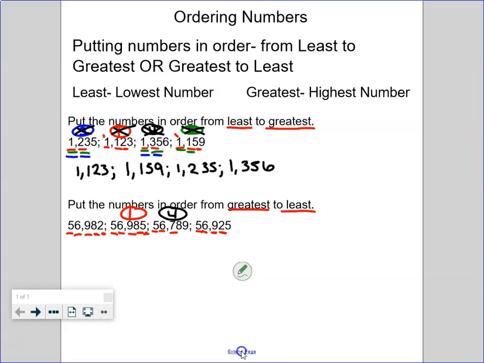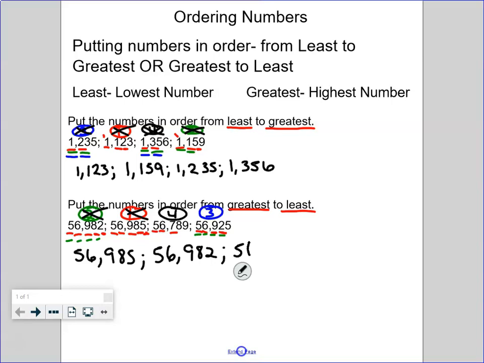So then if I knew this one had a 2 and this one had an 8, this has to be my second number. The only number I have left is 56,925. So now I'm going to write them. My first number is 56,985, because that's my highest number. Cross it off. My second number, remember I've got my semicolon in between them. 56,982. Cross off number 2.